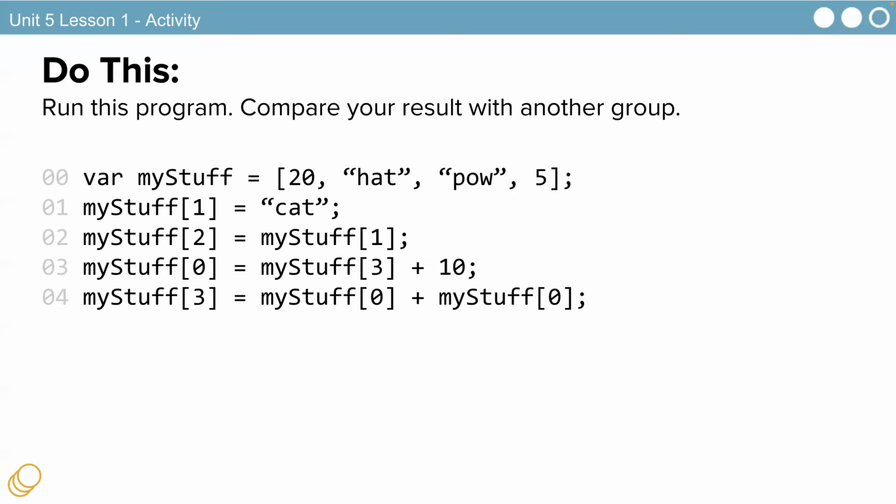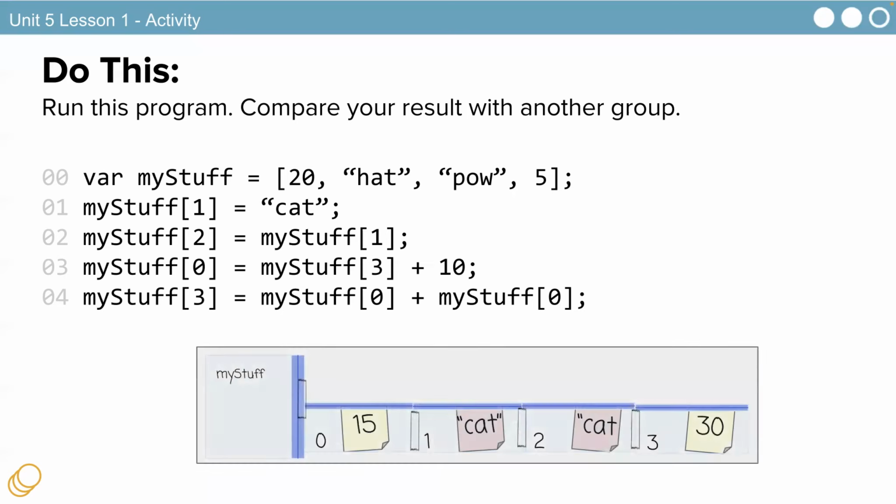Okay, so let's check. Let's see if you got it. 15, cat, 30. Did any of you get it? You got it? Okay. How did we get it?